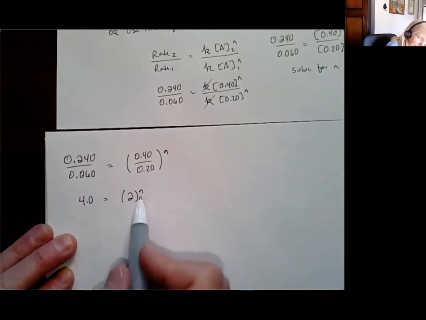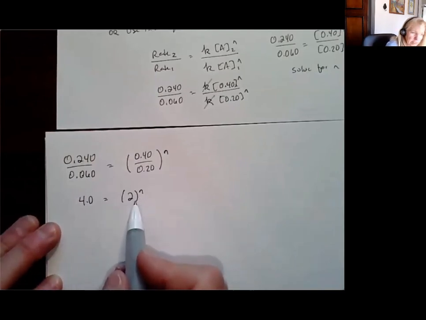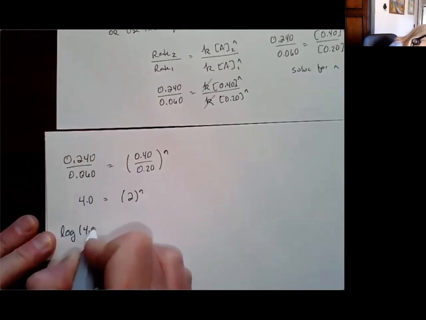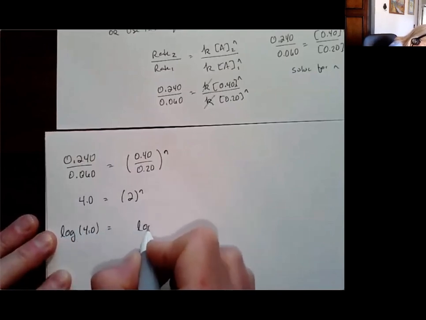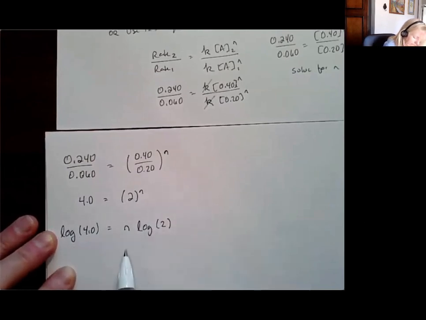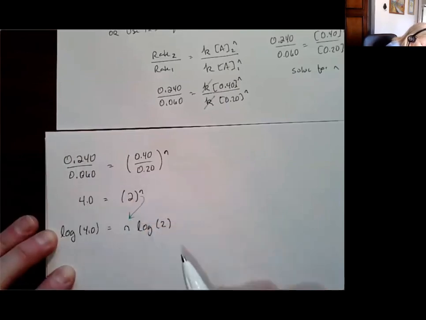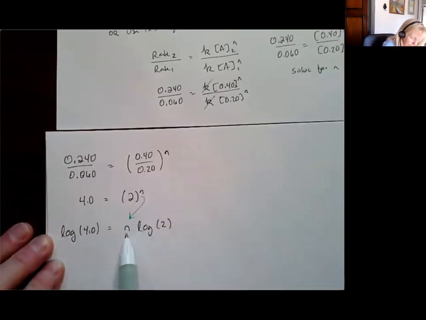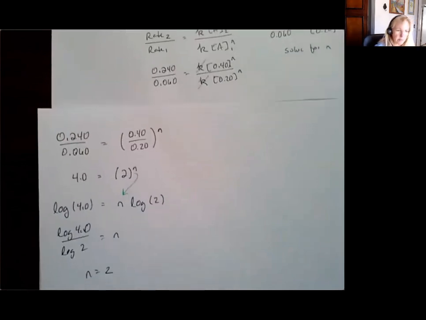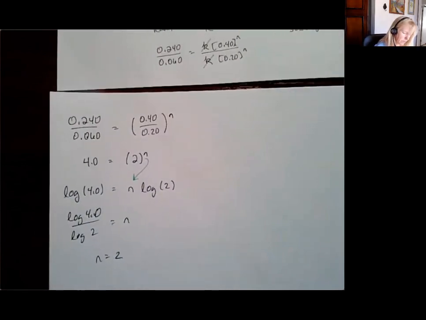So if I want to get N by itself, I'm going to take a log of both sides. So that's going to be log of 4.0 equals log of 2, and by doing that, it allows me to pull N out there. So that gets N by itself. So if I take the log of both sides, I can pull N out, and then I just do the log of 4 divided by the log of 2 equals N, and N is going to be 2. So I could find my reaction order that way. I could work it out.